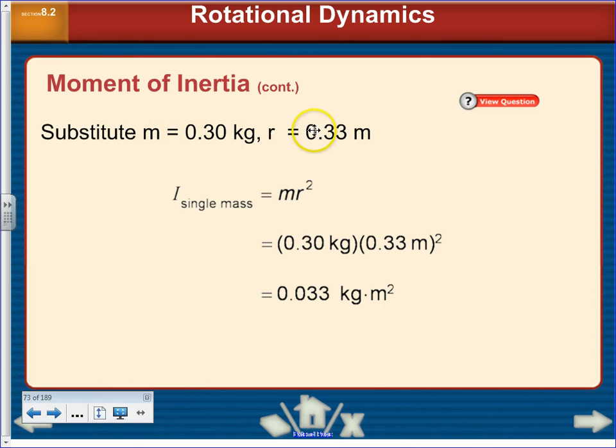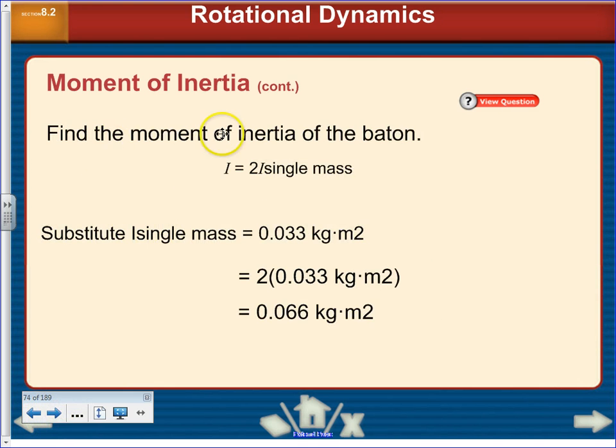So each mass is 0.33 meters away, and each mass weighs 0.3 kilograms. The moment of inertia for a single mass would be the mass of the object, 0.3, times the radius squared. Multiply all that out, and we get 0.033 kilograms per meter squared. So that's the units. But we have two masses, each one is 0.33 meters away, and each one has a moment of inertia of 0.033. So we're going to double that, and we end up with, for holding the baton in the middle, 0.066 kilograms per meter squared.